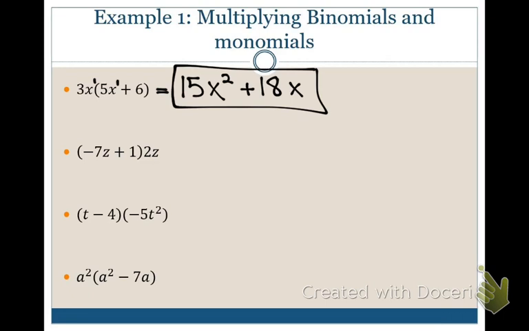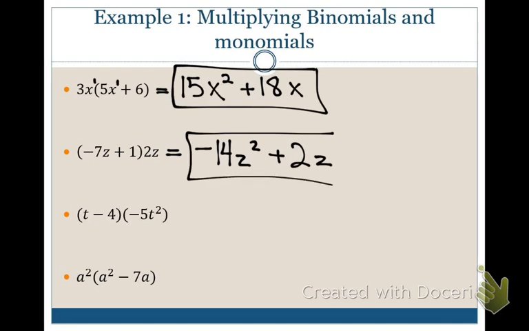All right, so what's 2z times negative 7z? Negative 14. Yes, it's going to be negative 14z squared plus 2z. All right, who got it right? So I should see everybody in the group raise their hand, because you should be talking amongst yourselves and helping each other. All right, now let's do the third one.